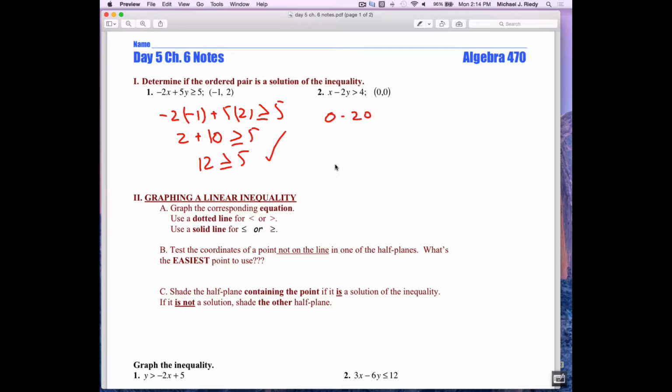0 minus 2 times 0 is greater than 4. 0 minus 0 is 0. Is 0 greater than 4? No. False. That's a skill you have to be able to perform.